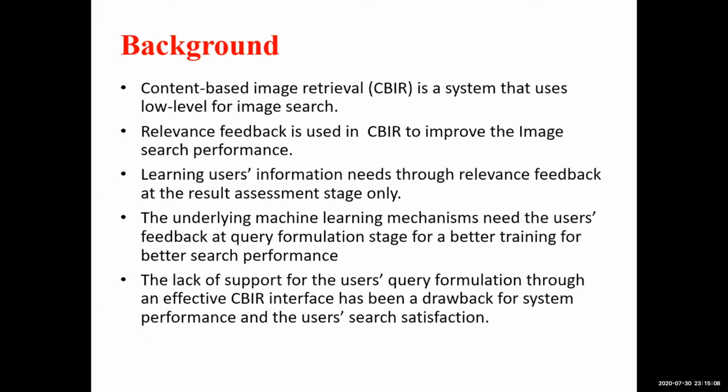As we know, there is a gap between semantic features and low-level features, called the semantic gap, which hasn't been solved yet, but many techniques have been proposed previously. One of the powerful tools is relevance feedback, used in content-based image retrieval and information retrieval as well, to improve the image search performance and system performance.